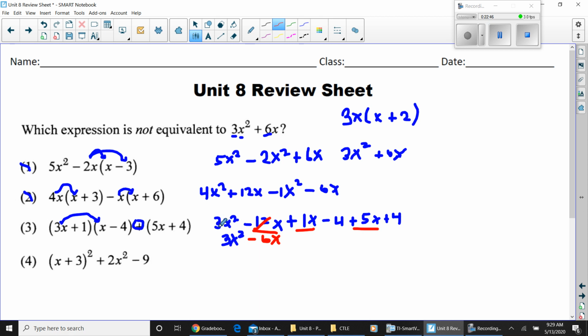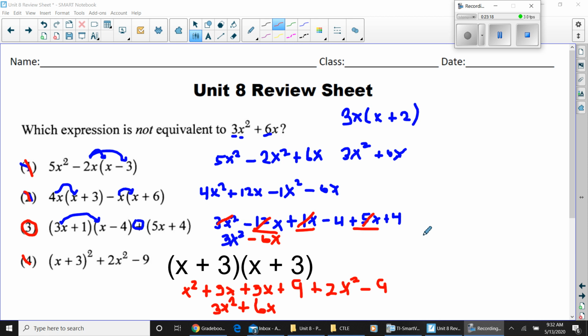Those are canceled out. You have a negative 4 and a positive 4, which equals 0. So this is equivalent. So this is out, this is out, this is out. This is your answer, number 4, just by process of elimination. I am going to do this, and I'll show you exactly how it matches up, or how it doesn't match up. But we're going to press pause, and I'll come back with the answer quickly.